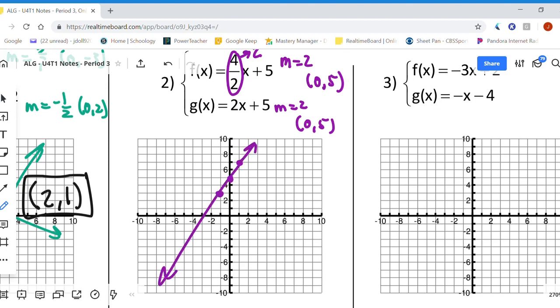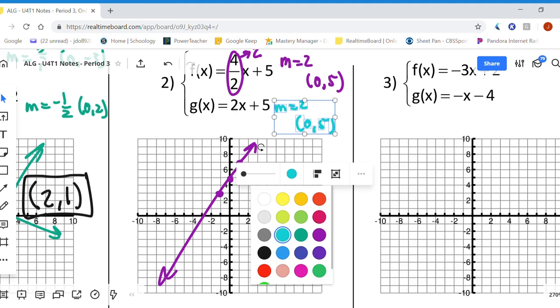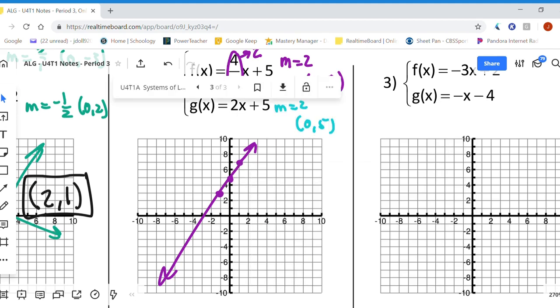All right, let me actually change the color on this just so we can keep things easy to see here. All right, let's get off there.